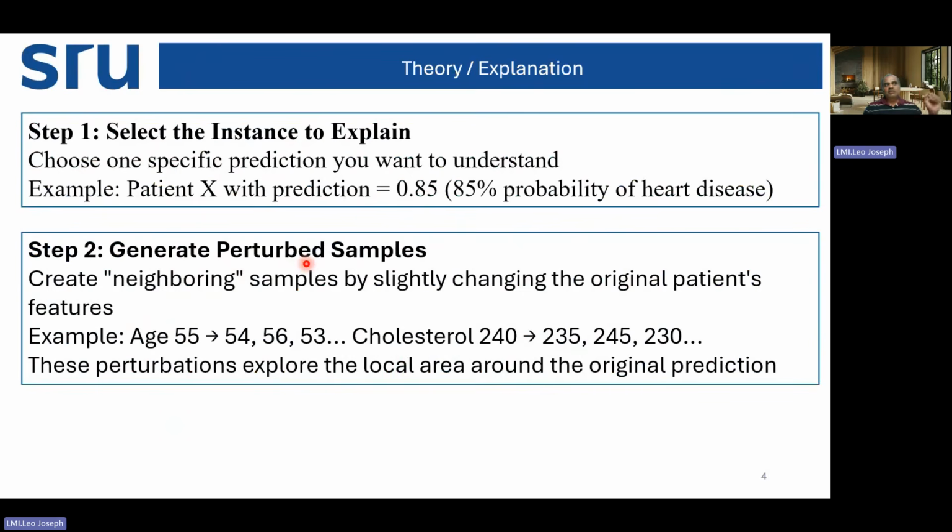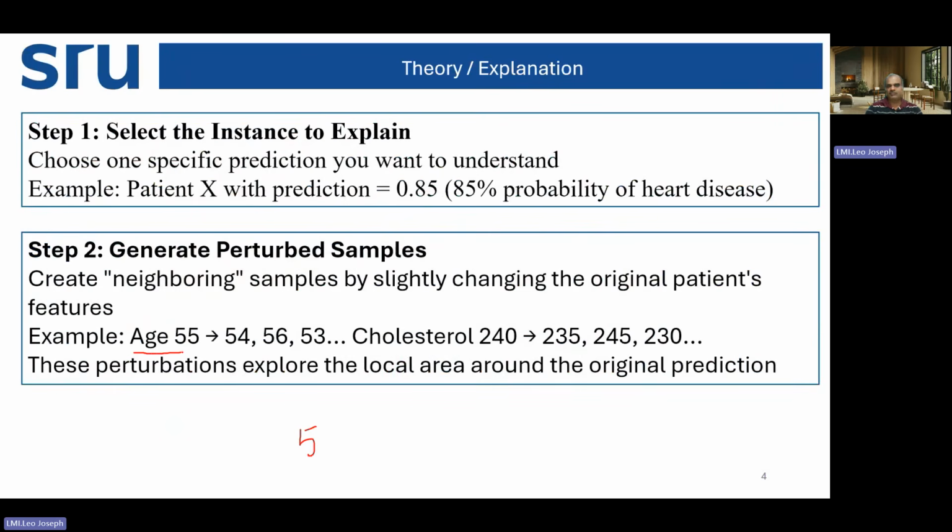That is, if you give one instance, the LIME model will generate 10 instances in and around the boundary. What I am telling is, to explain clearly, if I am giving age as 55, okay.